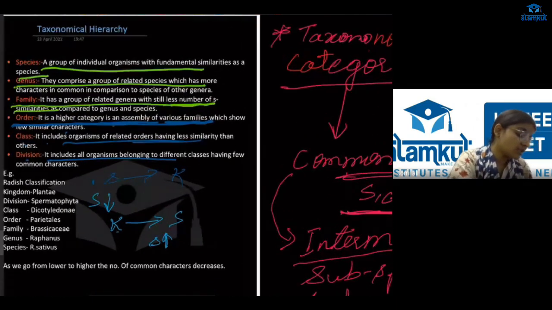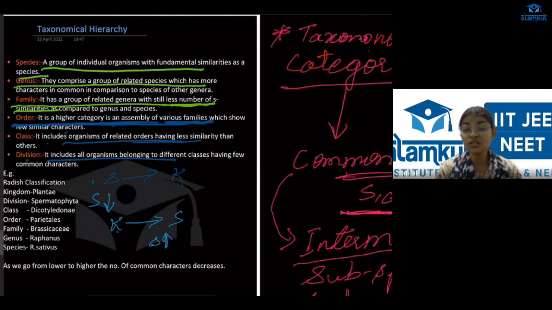So what is a species? What is genus? What is family? A species is a group of individual organisms which have the most similar fundamental characteristics with one another. Like if we are taking the Leo family, so Leo species. Leo is particularly a species, but inside the Leo there are many families. Many species of the Leo category will come under it.